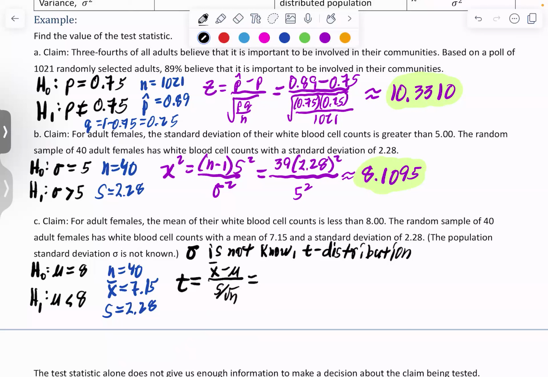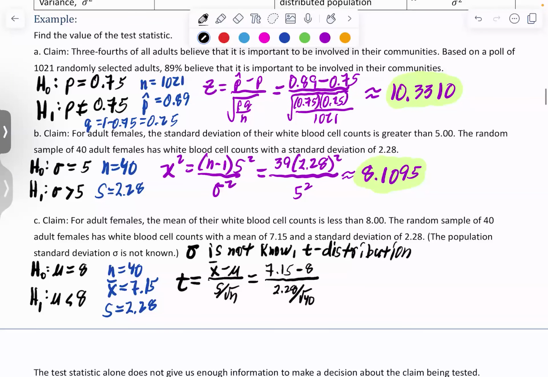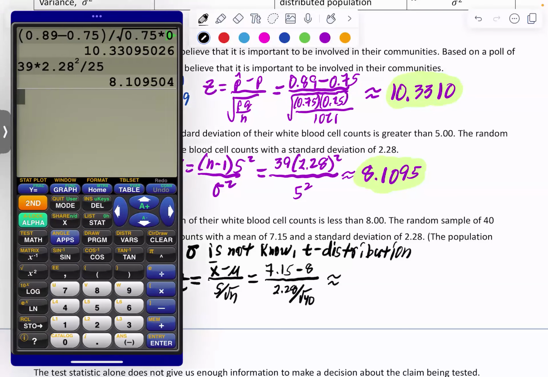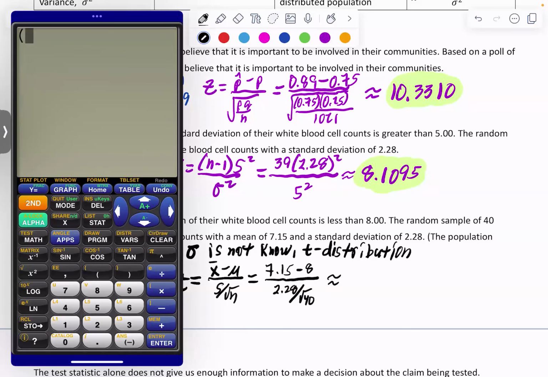Let's see, X bar is 7.15, minus mu, which is 8. So this is going to be a negative test statistic. S is 2.28 divided by root 40. Now, there's a lot of weirdness with this particular formula that we're going to have to be extra careful on. So I'm going to go parentheses 7.15 minus 8, close parenthesis, divided by, and I'm going to use parentheses again, just because it's a weird fraction in there. So 2.28 divided by the square root of 40.